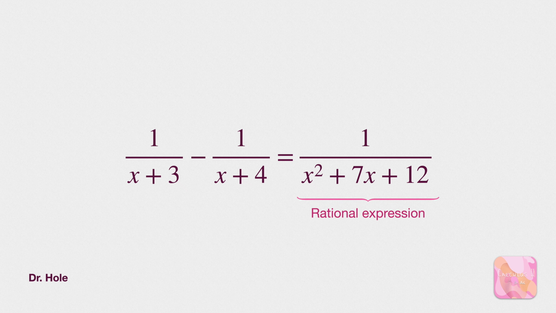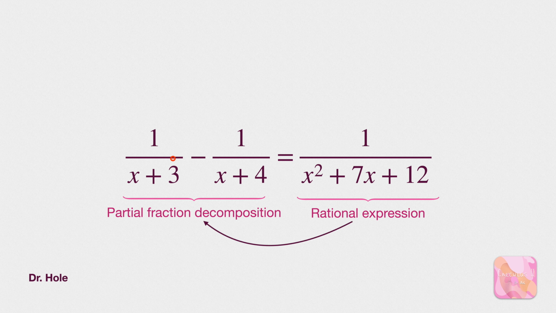Now, on the right-hand side, we have this rational expression. It's a rational function. And on the left-hand side, we have a difference of two rational expressions where the denominators are the linear factors of the quadratic denominator on the right-hand side. Good. So the left-hand side, therefore, we're going to phrase as a partial fraction decomposition of the right-hand side, this rational function. What we have done is, by algebra, this left-hand side produced the right-hand side.